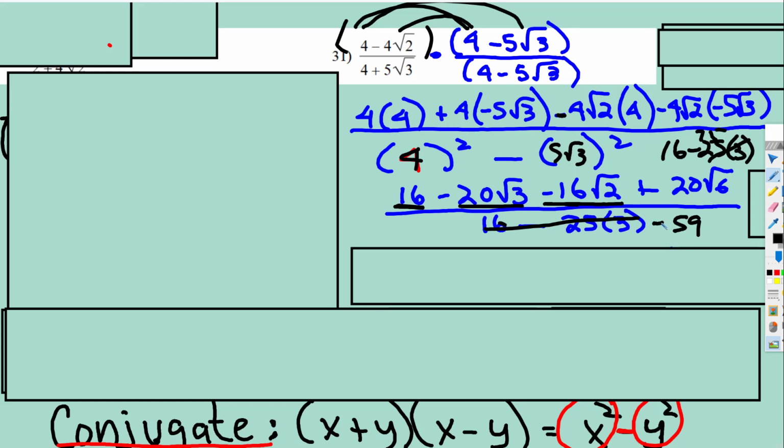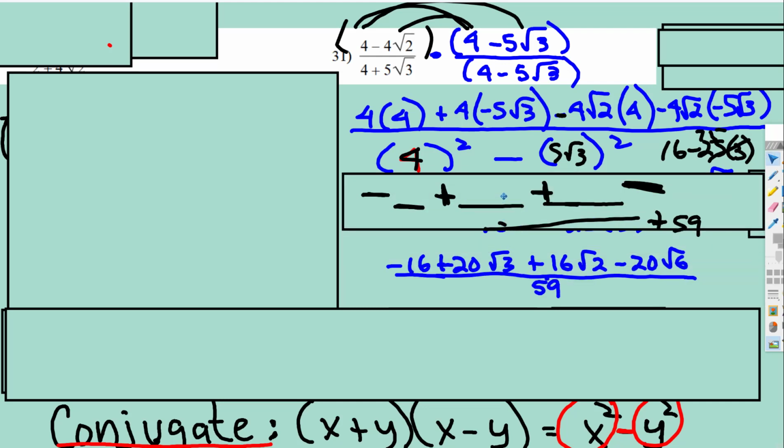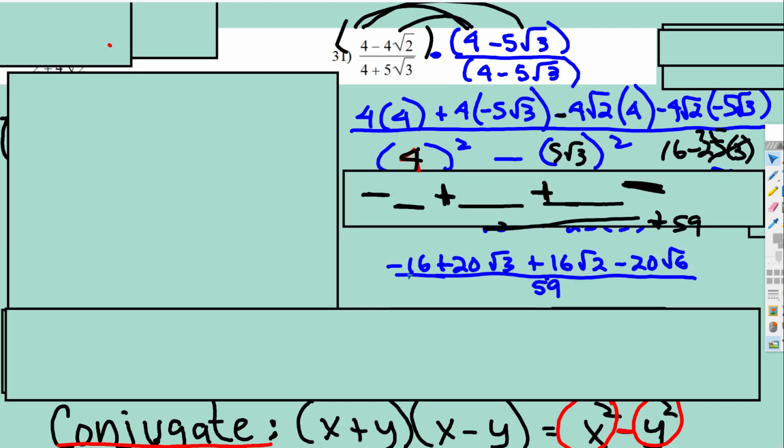But because this is a negative, we're going to multiply or divide everything by negative 1. So this sign will change, this sign will change, this sign will change, this sign will change, and this sign will change. That final simplified answer, this changed, this changed, this changed, this changed, this changed. So that's the final answer right there.